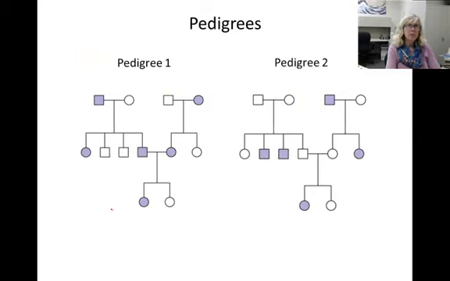Pedigrees can help you determine whether a trait is dominant or recessive. In Pedigree 1, two affected individuals have an unaffected daughter. This indicates that the trait is dominant. If it were recessive, both parents would have to be homozygous and all their offspring would show the trait. In Pedigree 2, two unaffected individuals have an affected daughter. This indicates the trait is recessive. If it were dominant, one parent would have given it to their daughter, and that parent would demonstrate the trait.